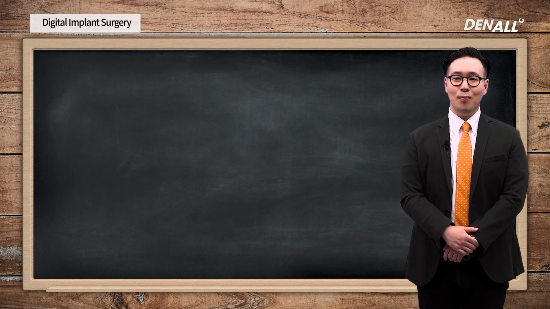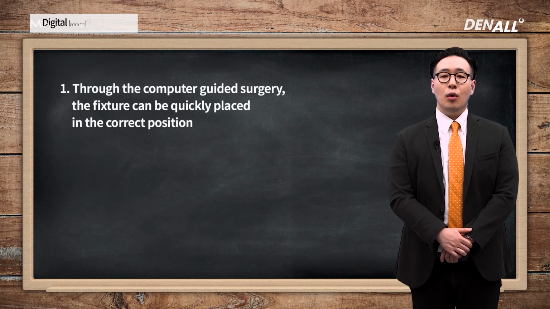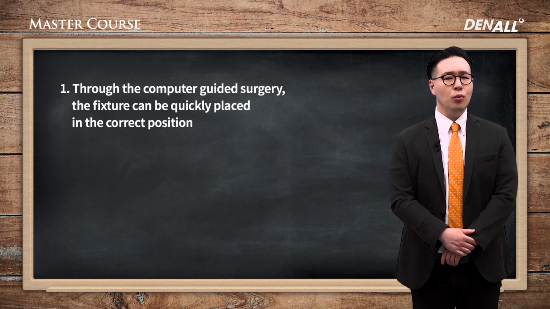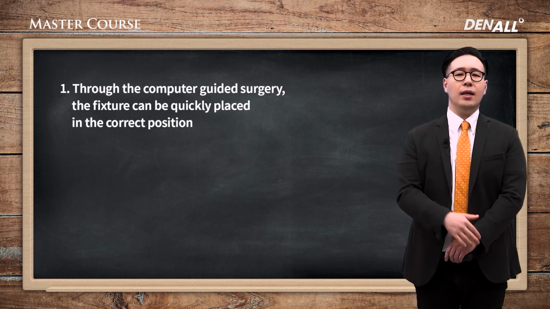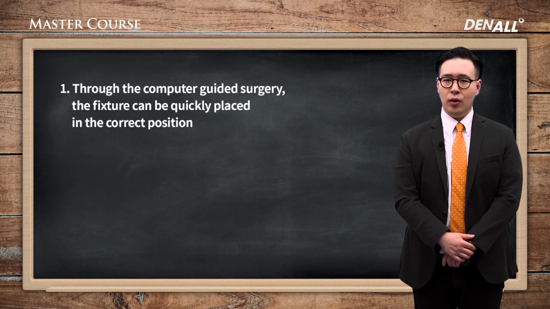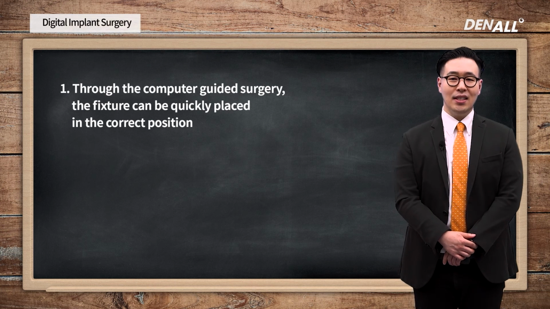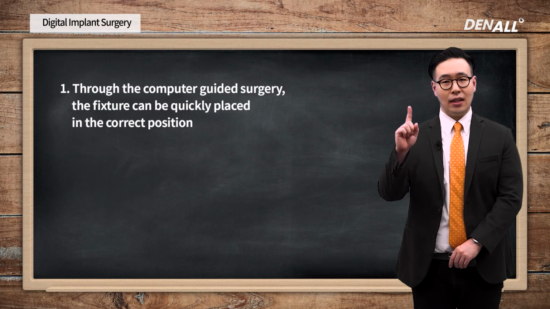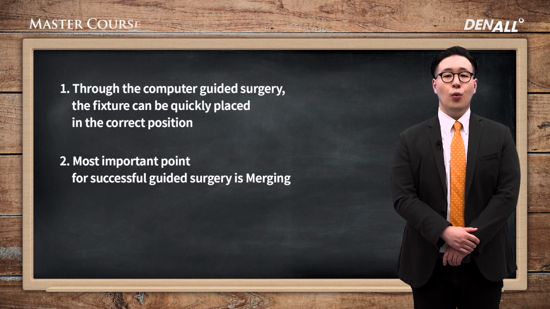Let me summarize the digital implant surgery. First, through computer-guided surgery, more information can be considered to position the implants. In those positions, implants can be placed accurately. When you do conventional surgery, a lot of skill and experience is required. Using the guided template, beginners can achieve good results, as good as or even better, more quickly. That's the advantage. Secondly, for an accurate outcome, merging of undistorted data is very important.